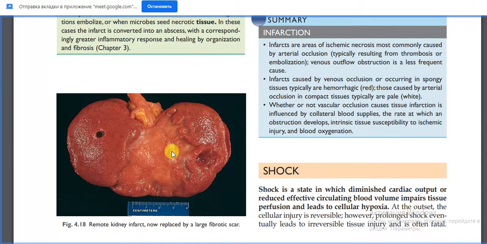So that's, for example, a remote kidney infarct, now replaced by a large fibrotic scar. You see, it was a kidney infarction, and now instead of kidney tissue we have a fibrotic scar. One branch of the kidney artery must have been obstructed, and that caused a very huge infarction in this area.